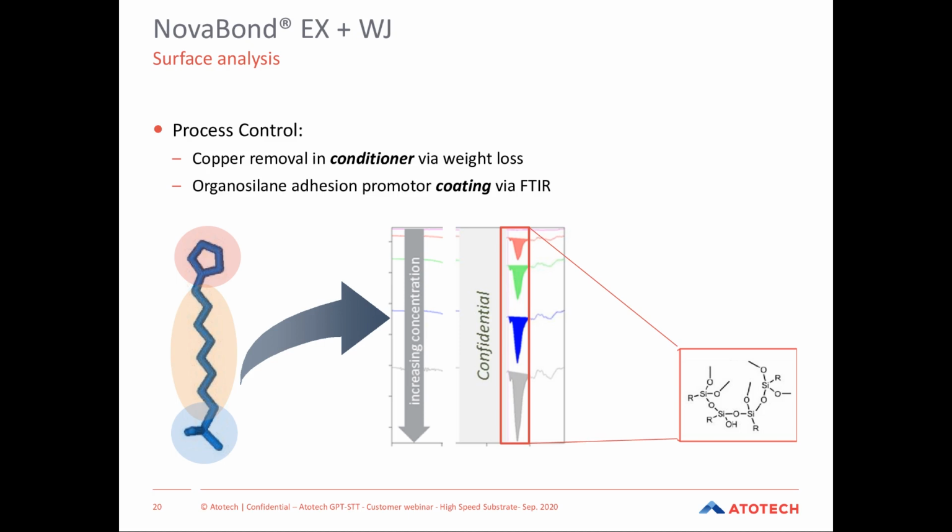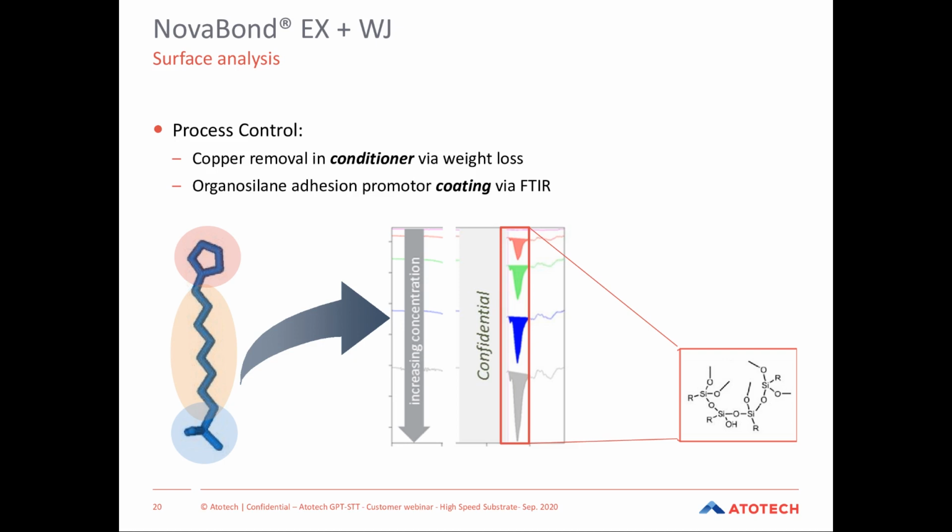The second, which is a little bit more sophisticated but still easy, is the organosilane adhesion promoter, which we call the coating, an organic coating as adhesion promoter, and we can measure it via FTIR. Of course, we have also developed different methods for quality control of the adhesion promoter coating, but the most reliable and most convenient one, and available to some of our customers, is FTIR.